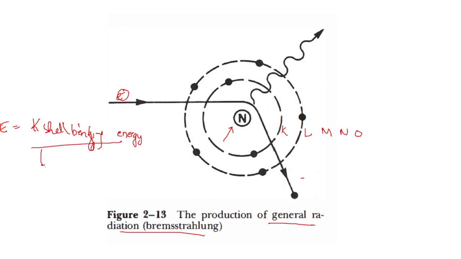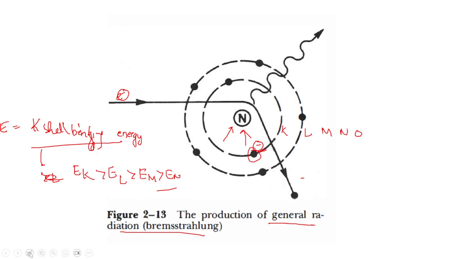So this K shell binding energy is more than the binding energy of the L shell, more than the binding energy of the M shell, more than the binding energy of the N shell. Because the electron is bound to the nucleus, this binding energy is in negatives.